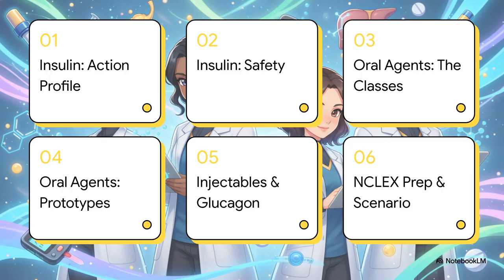We're kicking things off with the absolute must-knows of insulin, its onset, peak, and duration. Then we'll get into the nitty-gritty of safety and how to actually administer it. From there, we'll explore the whole world of oral antidiabetics, then touch on some other key injectables and the emergency med glucagon. And to wrap it all up, we'll hit some high-yield NCLEX tips and finish with a clinical scenario to make sure this all sticks.